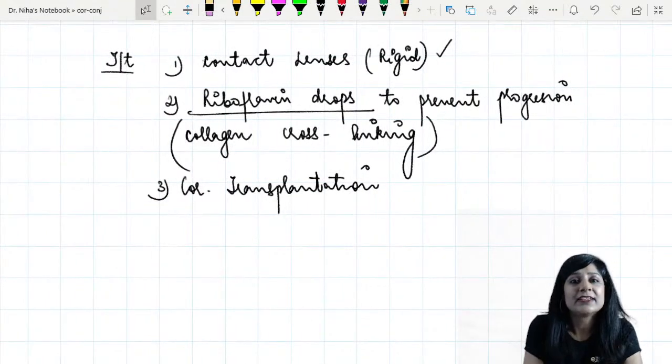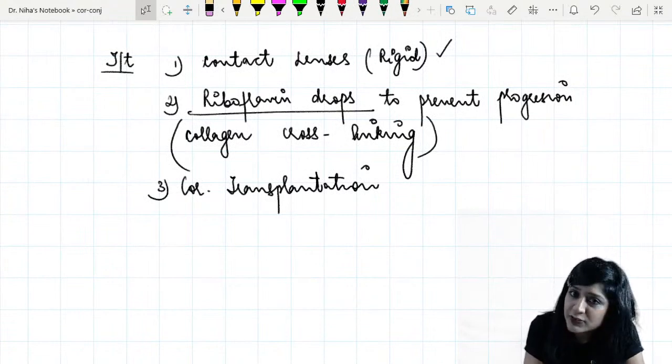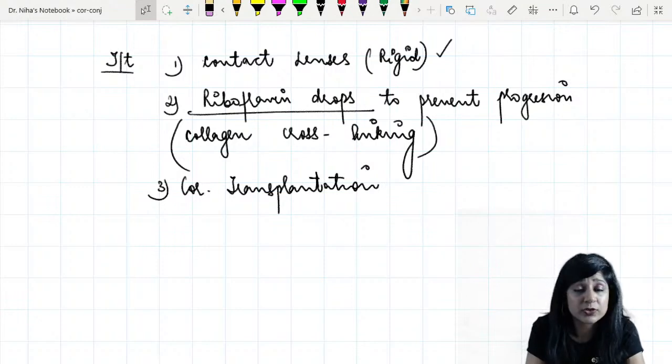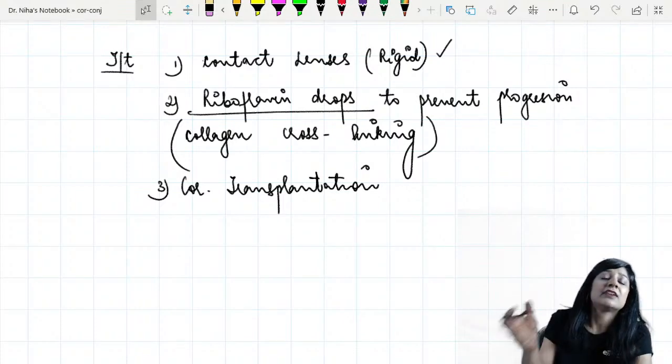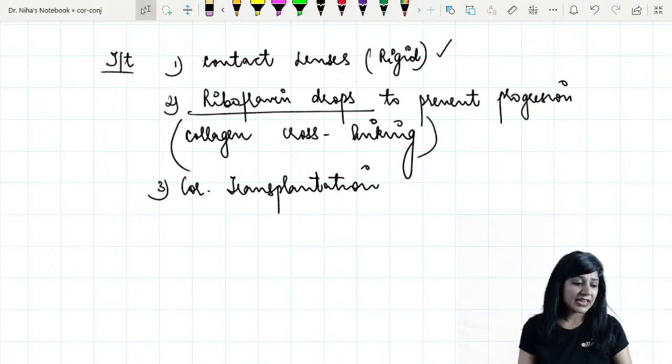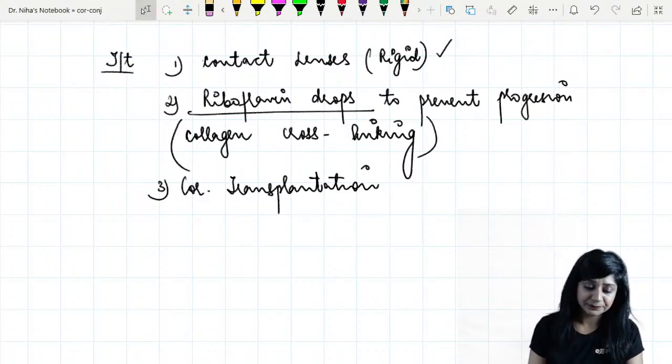So we have summarized the cornea. We have done with the pathophysiology, anatomy and physiology of the cornea, the layers of the cornea, all the important questions over the cornea related to that, then corneal ulcers, comparative analysis of infective corneal ulcers, and then non-infective keratoconus. So if there is any query guys, you can ask me.